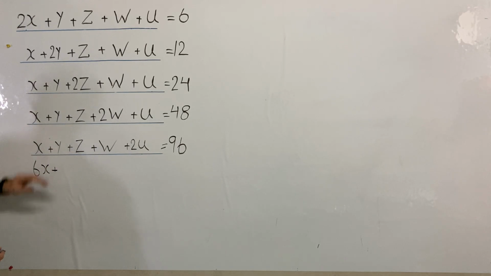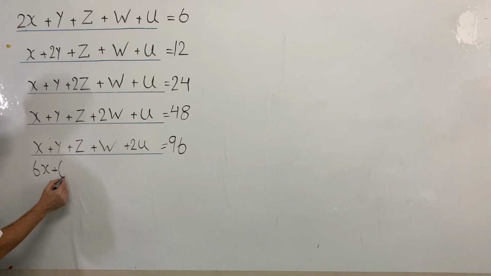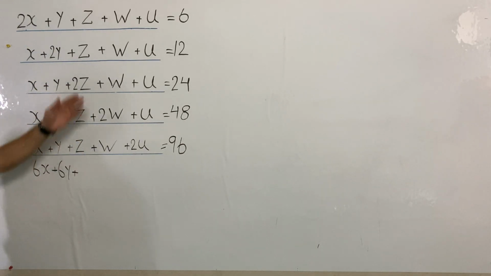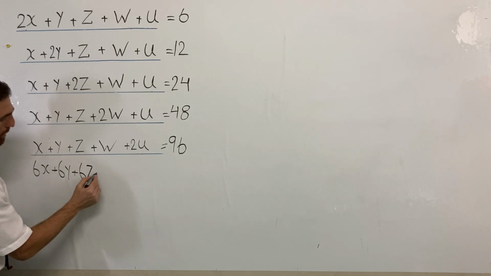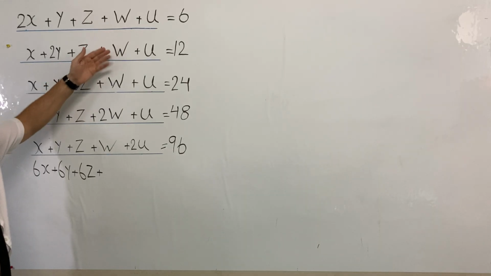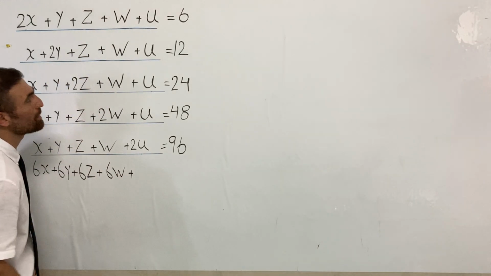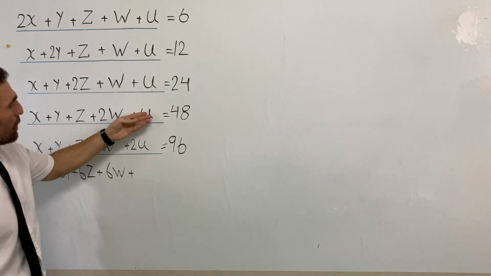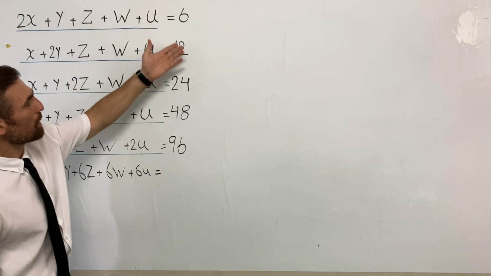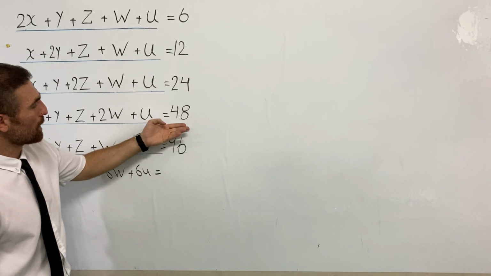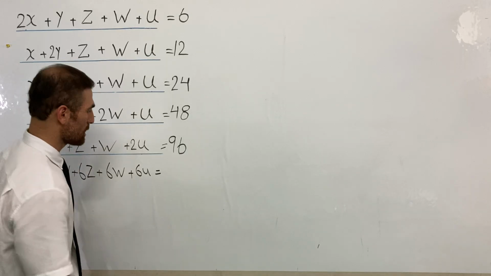6x plus 6, 6y plus 6, 6z plus 6, 6w plus 6, 6u equals 6 plus 12 plus 24 plus 48 plus 96 is 186.